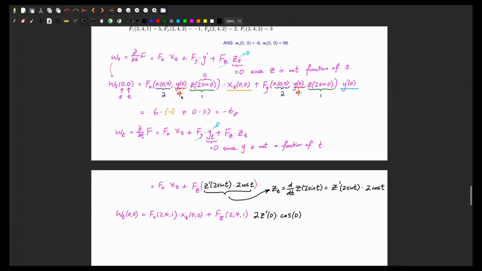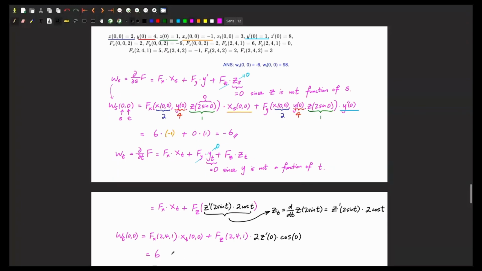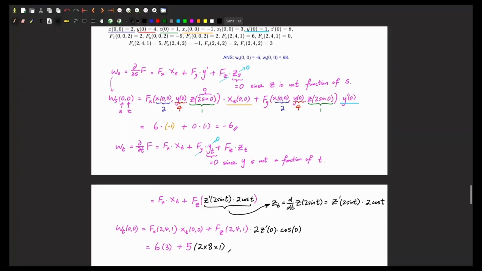So F sub X at (2, 4, 1), we know is 6. This one we just obtained already. Then X sub T at (0, 0): look at the values, X sub T at (0, 0) will be 3. So it's 6 times 3 plus F sub Z at (2, 4, 1), which is 5. Then you must multiply by 2, then you have a Z prime 0. Z prime 0 is 8. Wait, I better write that: 2 times 8. This one is 8. Then cosine 0 is 1, just to be complete. Okay?